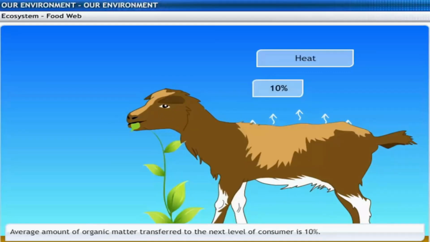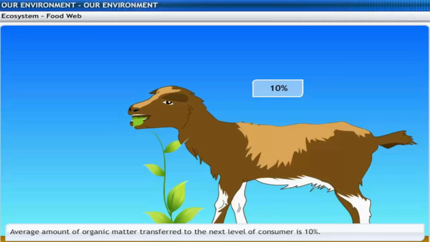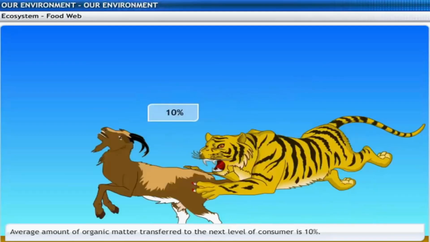An average of 10% of the food eaten is turned into its own body and made available for the next level of consumers. Therefore, 10% can be taken as the average value for the amount of organic matter that reaches the next level of consumers.